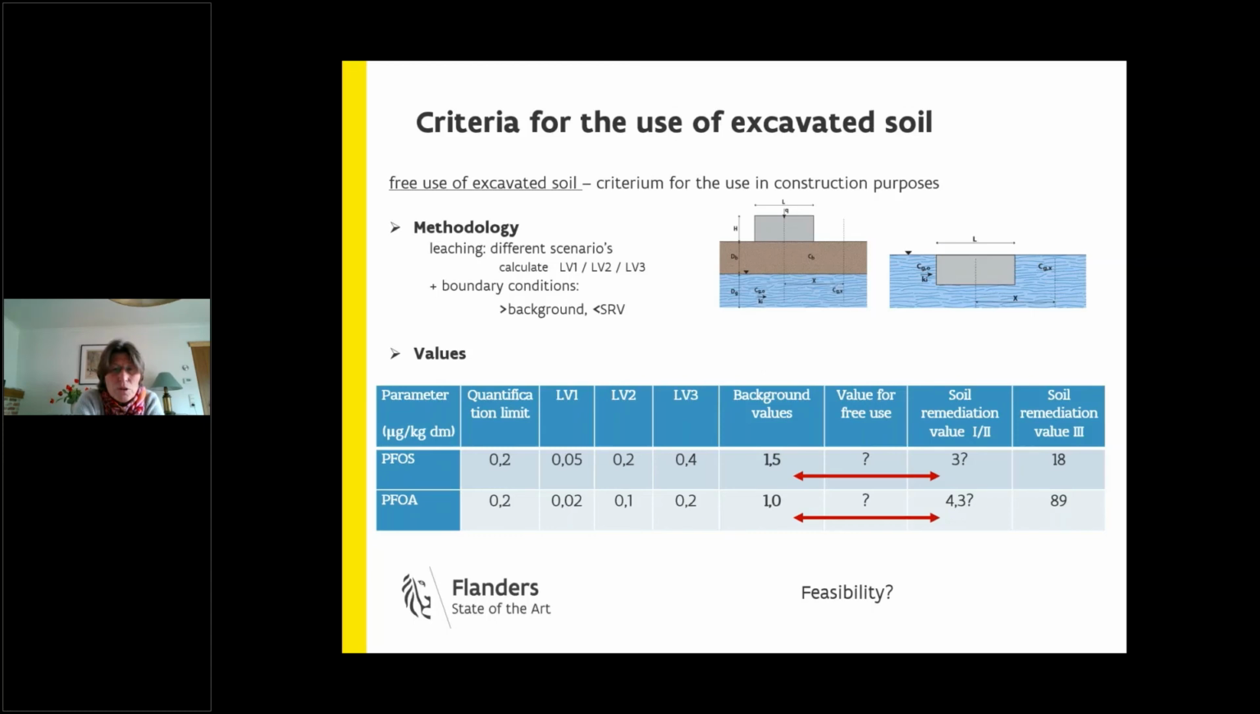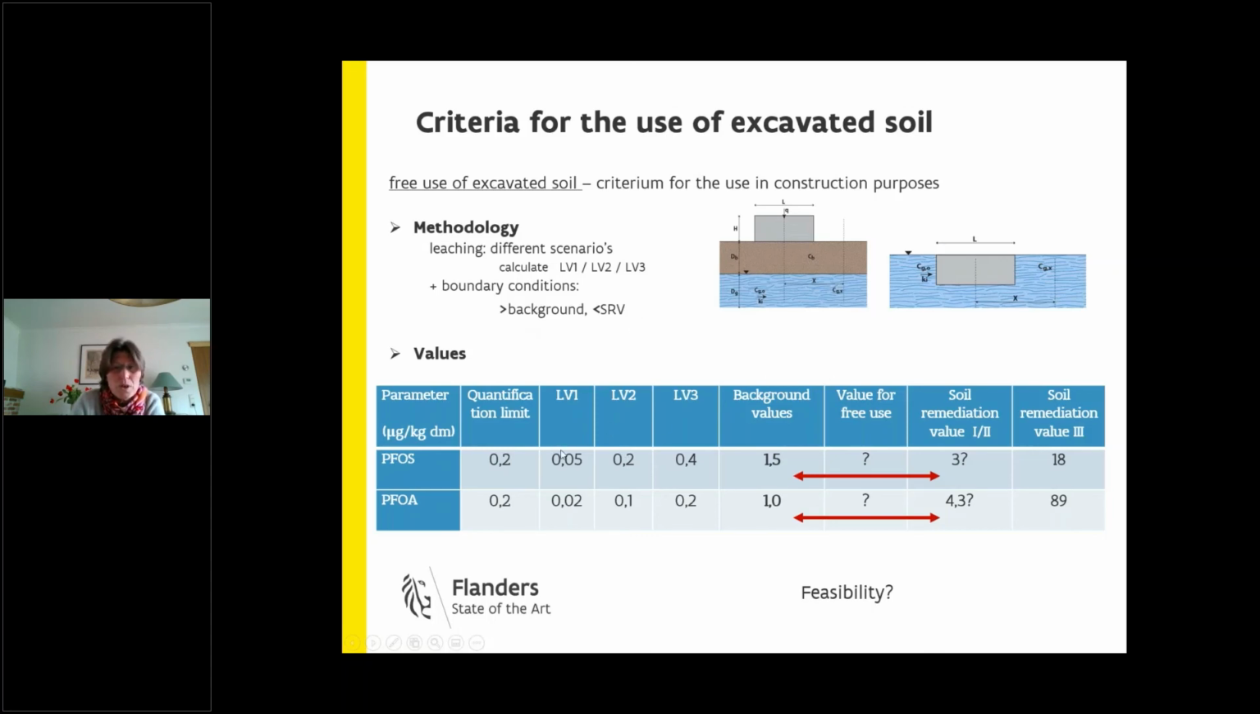Then, very shortly, something about the methodology to derive these criteria. Different scenarios are defined, taking into account the risks for leaching. One of the scenarios is, for example, a leveling of soil, or another scenario is a landfill. Then limit values are calculated using different distribution coefficients. There are also some other boundary conditions. The value must be well above the background value and must be lower than the lowest soil remediation value.